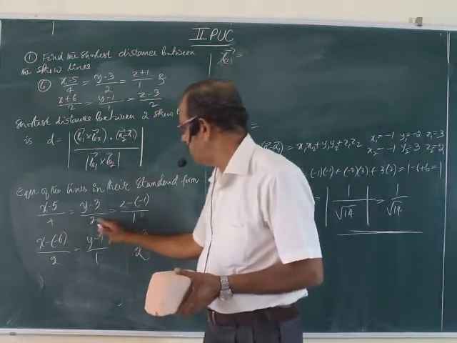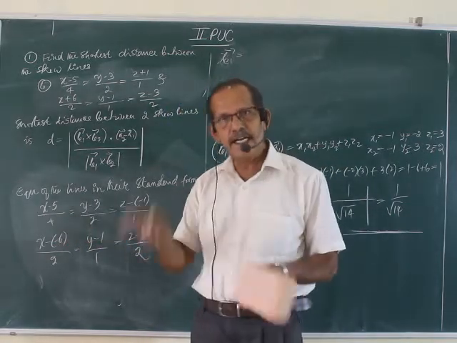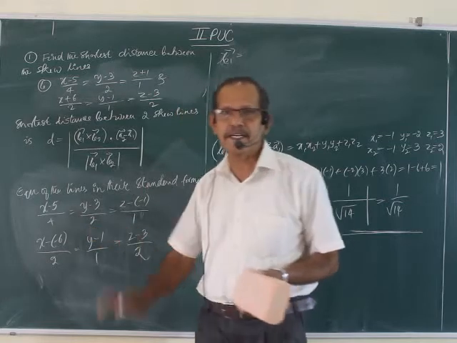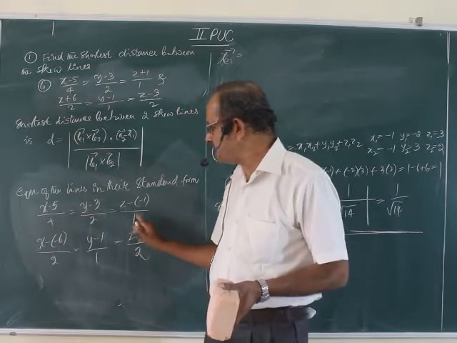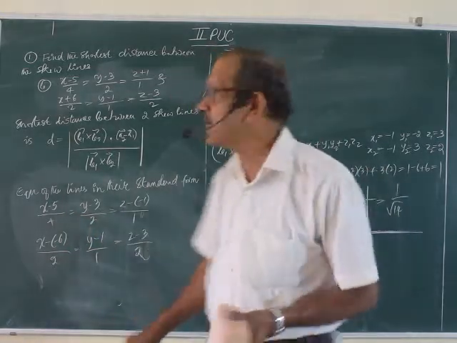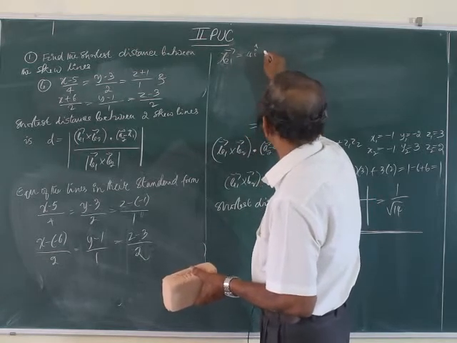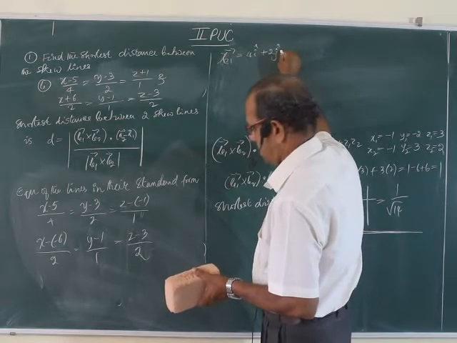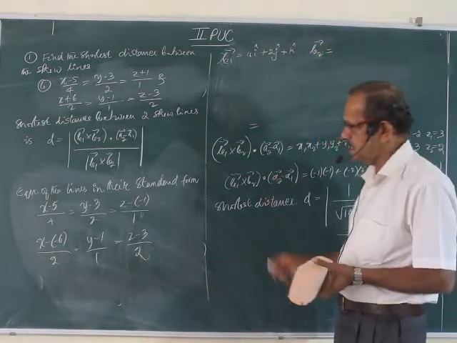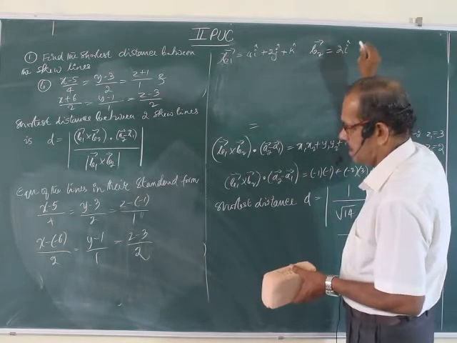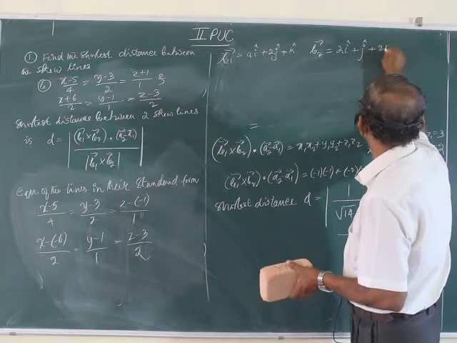See, direction is decided by the direction ratios. Direction ratios are always in the denominator. So b1 is 4i plus 2j plus k, and b2 is 2i plus j plus 2k.